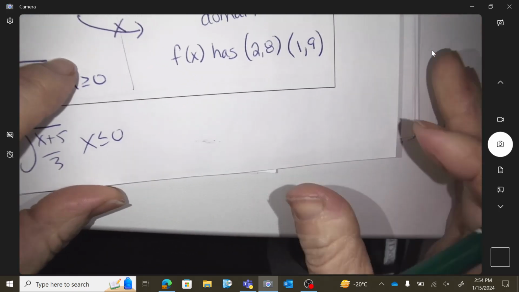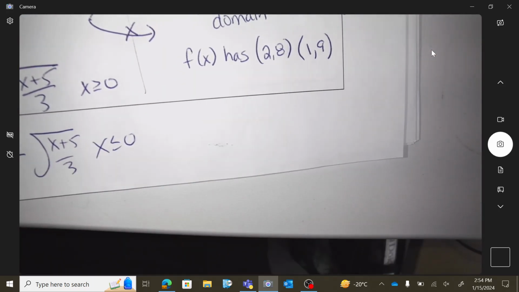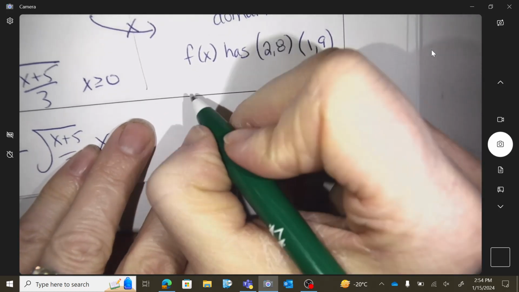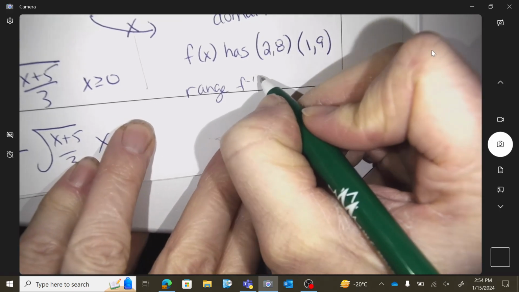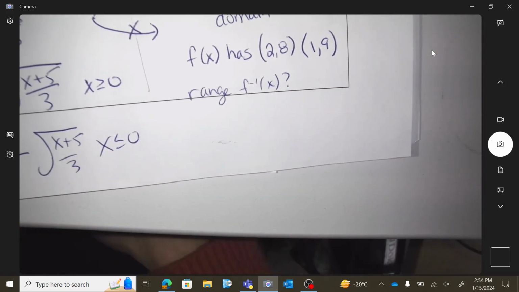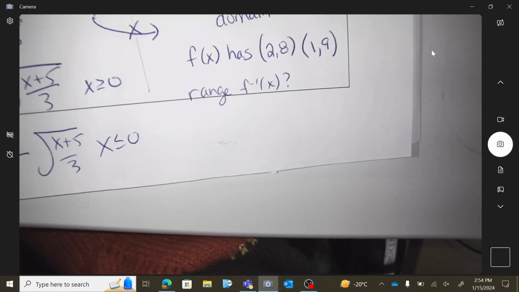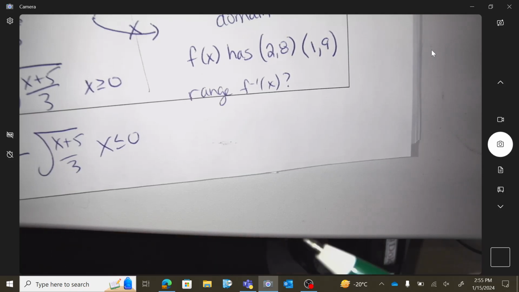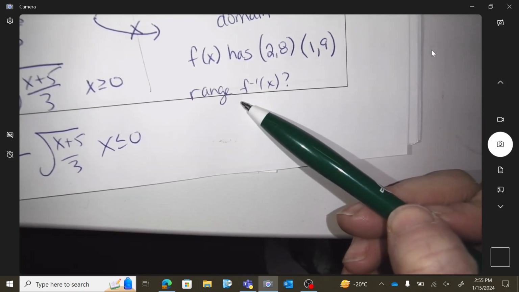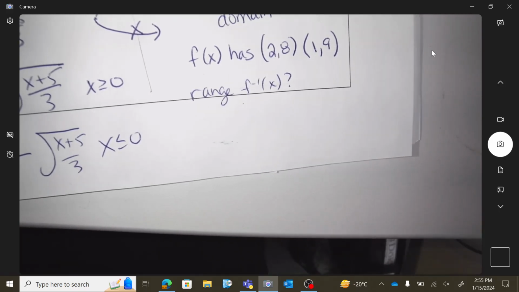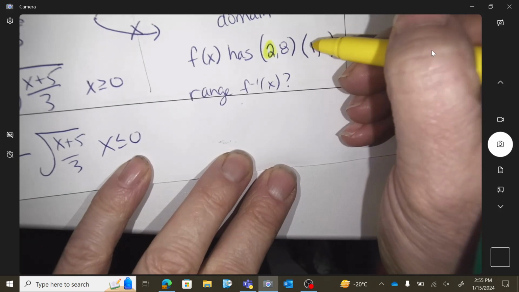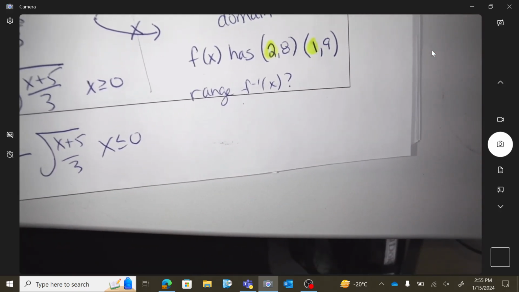So here's a super quick question. If f of x has these 2 points, what's the range of the inverse? There's 2 points that I gave you on f of x, and what's the range of the inverse then? Okay, so the range of the inverse would be the domain of the original. What's the domain of the original? Those x values.